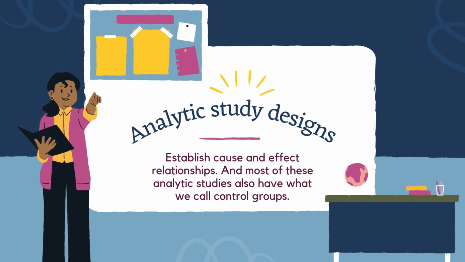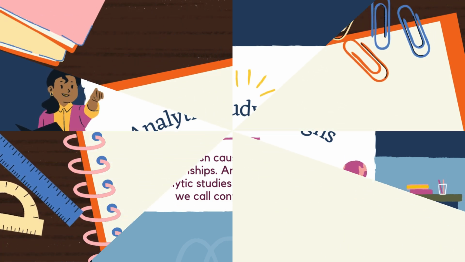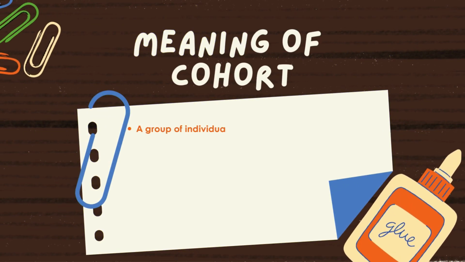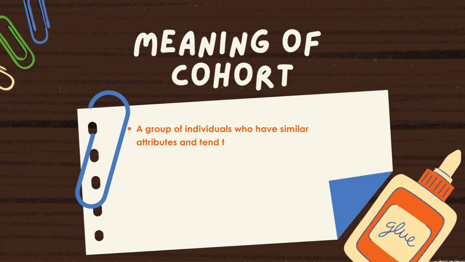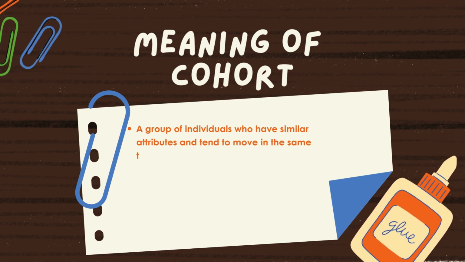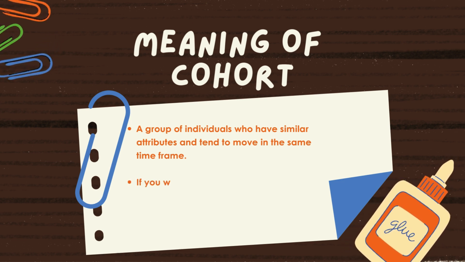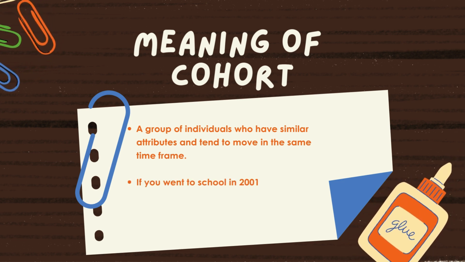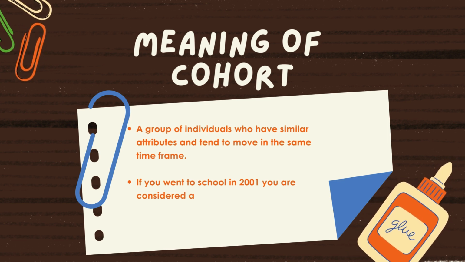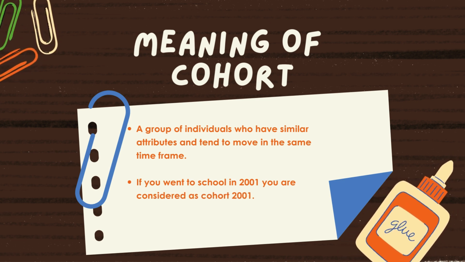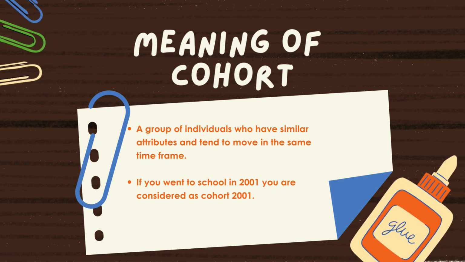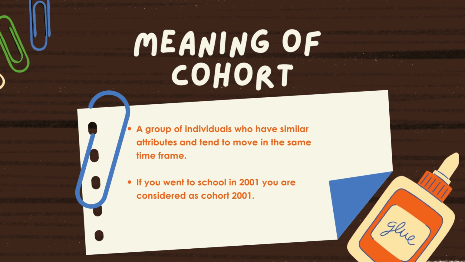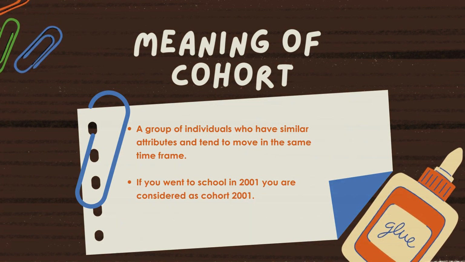Now let's look at the first example of the analytic study design, and this is the cohort study. The word cohort means a group of individuals who have similar attributes and tend to move in the same time frame, or are followed up for the same time frame. So for example, if you went to school in 2001 in a particular school, you are considered cohort 2001. So if you have a WhatsApp group, and you followed up people over time and you know what they're up to, that is the cohort 2001 that you have in that group. So that is what a cohort really is.